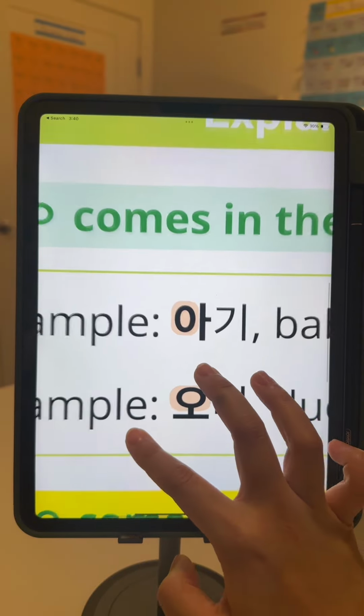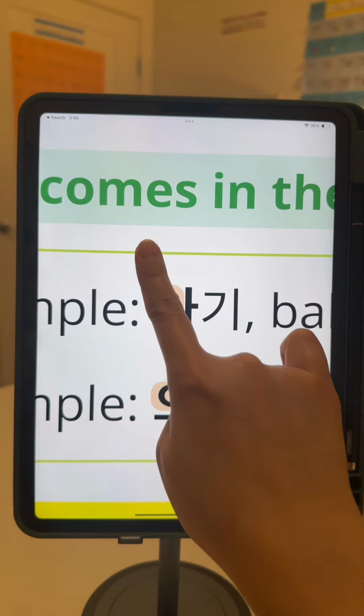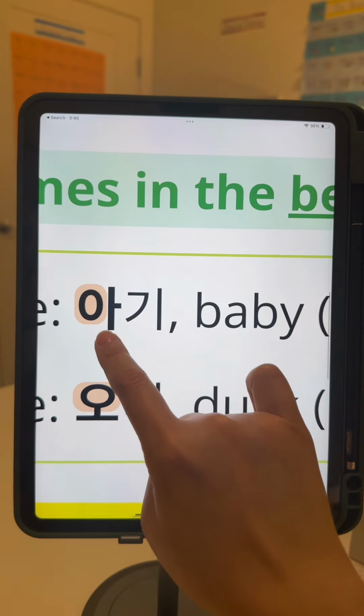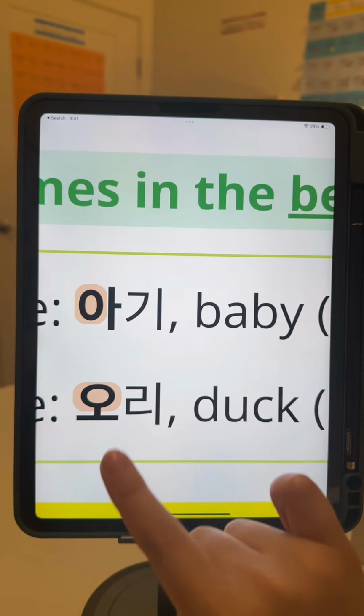Take a look at this example. This just appeared in the very beginning. So now it's going to be completely silent and you're just going to be pronouncing the vowel a and g, e, agi. That means a baby.